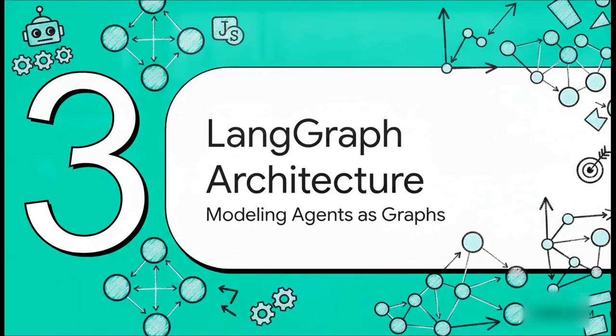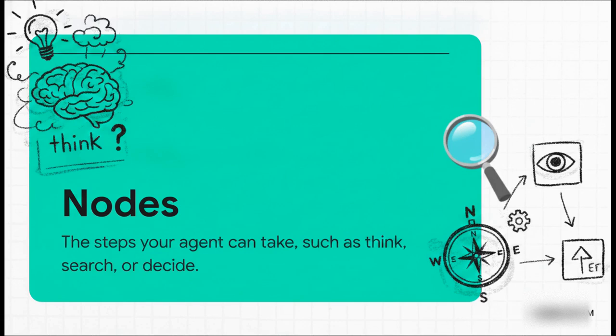Section 3. Langgraph architecture, modeling agents as graphs. To actually build this out in Langgraph, you really just need to wrap your head around 3 core concepts. First up, we've got nodes. Think of these as the specific, actionable steps your agent can take. You can basically conceptualize your code as having a dedicated think node, a search node, or a decide node.